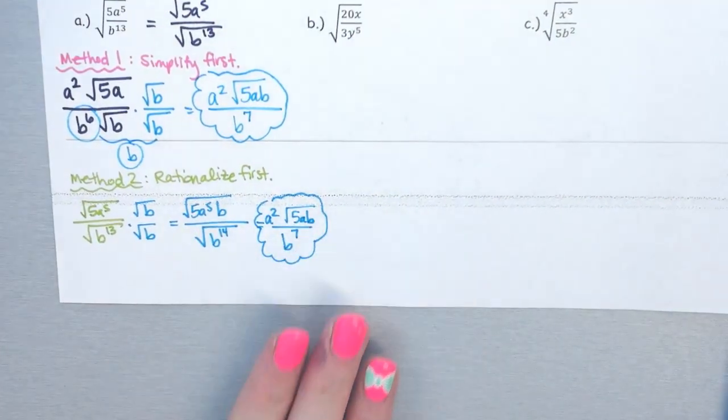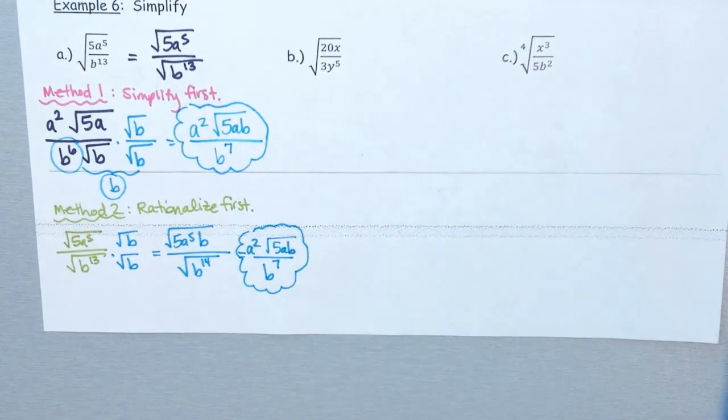So I'm going to let you decide for B and C what method you want to use. Again, I think a lot of you are going to like method 1.